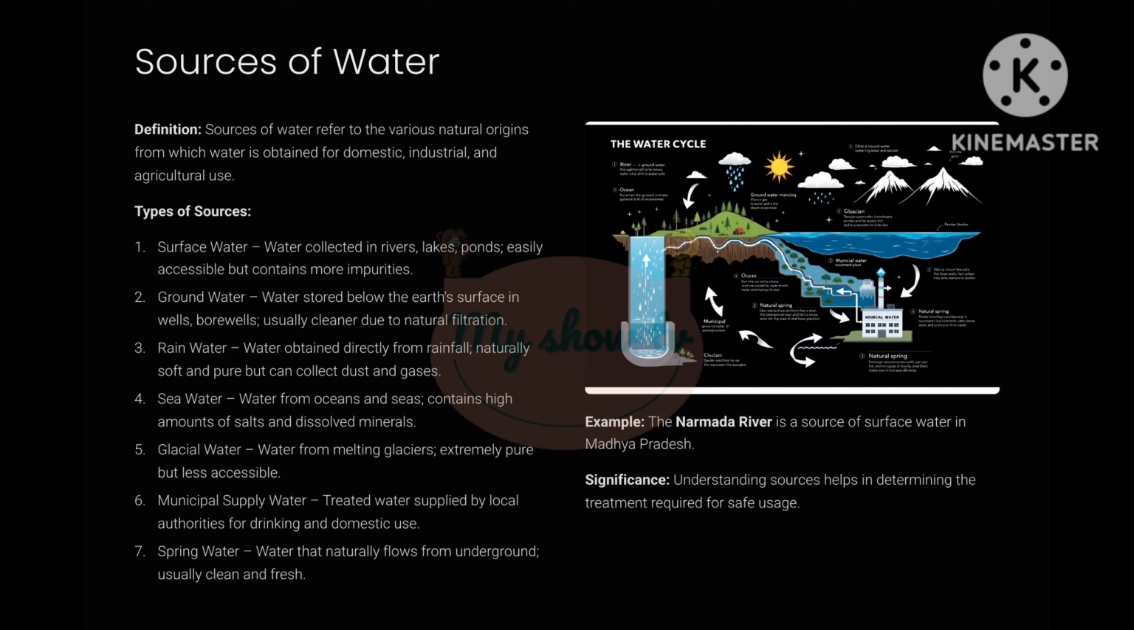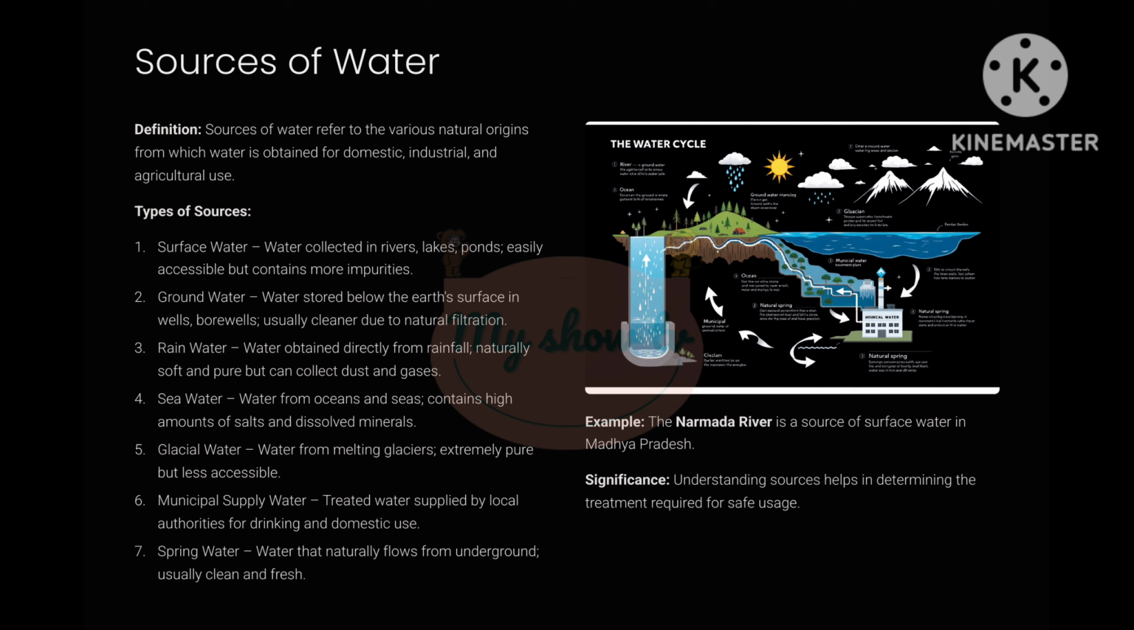Second is groundwater. This water is stored under the earth's surface and is obtained through wells and borewells. It is usually cleaner because soil layers act as natural filters, but it can still contain dissolved salts. Third is rainwater. Rainwater is the purest natural source when it falls, but as it reaches the ground, it may collect dust, gases, and suspended impurities from the air.